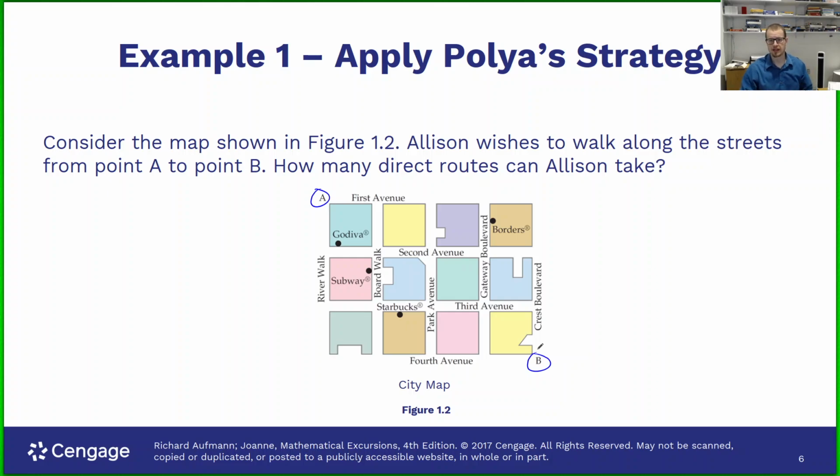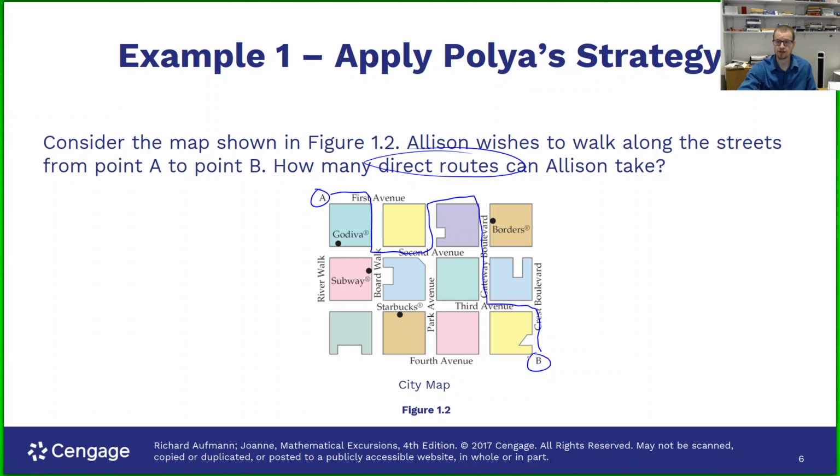Well, we want to understand the problem, right? So Allison can walk from A to B, but how can she do so? Can she walk along the path like this to get from A to B? And the answer would be no. And why not? Because we want a direct route. So we want to understand what a direct route means. If I were to give the option of being able to walk in a direction that is away from B, then I would have a problem.